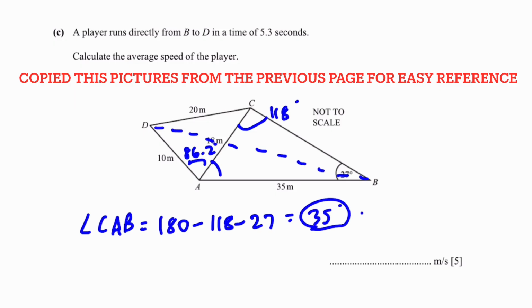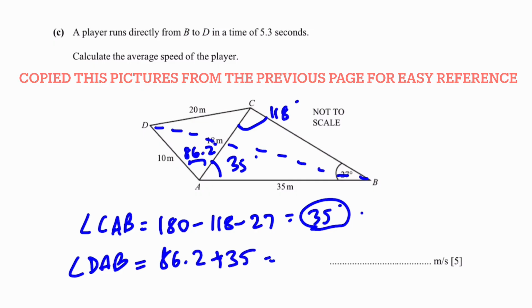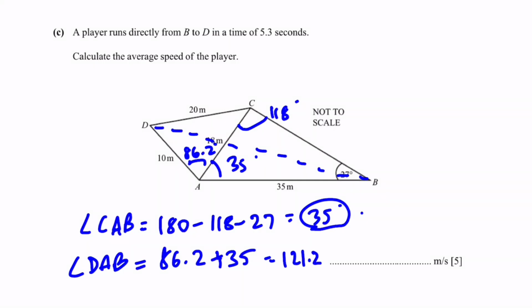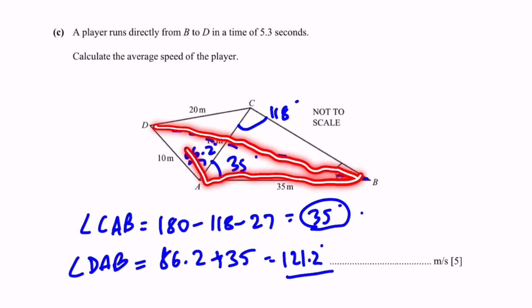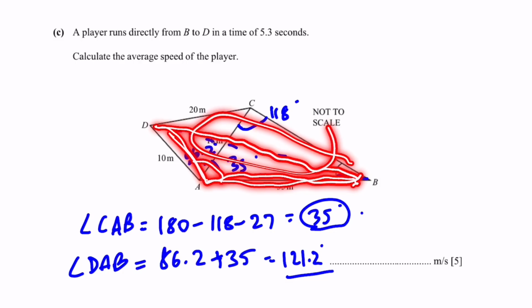degrees. So this is 35, and the whole angle DAB, I'll tell you why we're finding this angle in just a minute. This angle is going to be 86.2 plus 35, which is going to be equal to 121.2 degrees. Now that we know this angle, we have two sides here and one angle, and this can be taken as the third side of this triangle. And we have the angle here, we have the two sides. We can use cosine rule to find this side length.